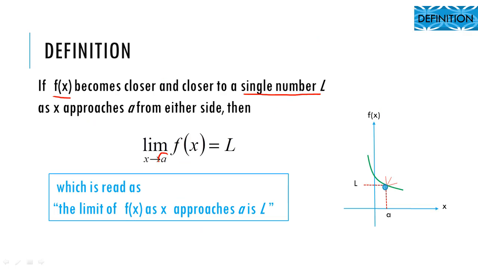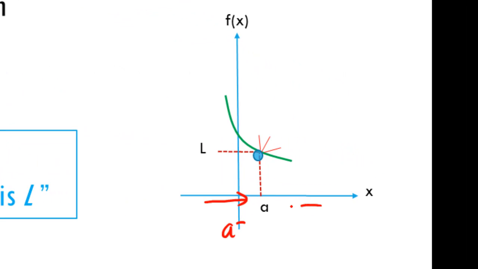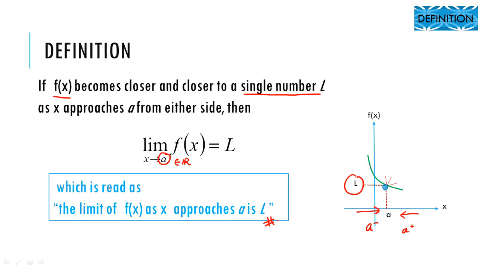Definition. If f(x) becomes closer to a single number L when x approaches a from left or right side, where a is any real number. Looking at the diagrams, approaches a from left we denote as a minus, approaches from right we denote as a plus. By looking at the curve, the two-sided values will stop at y equal to L. So we say that the limit as x approaches a is L.